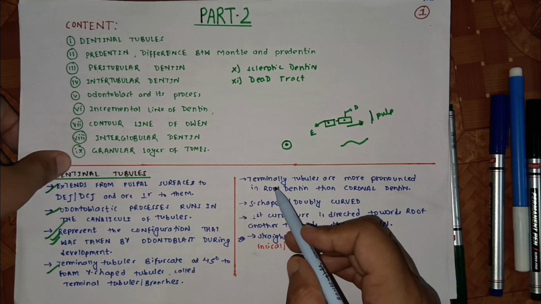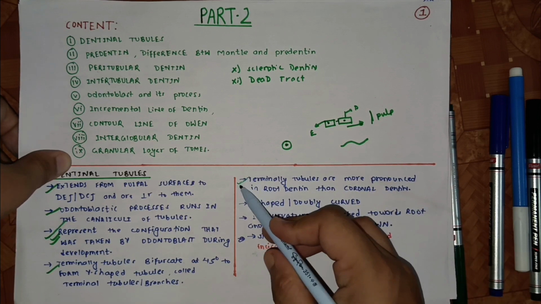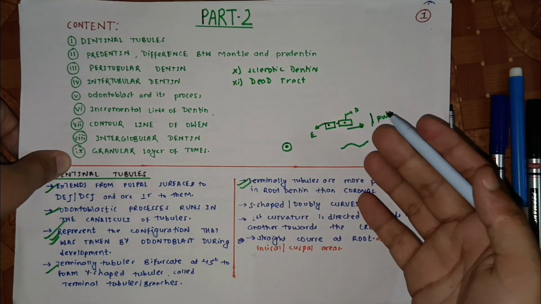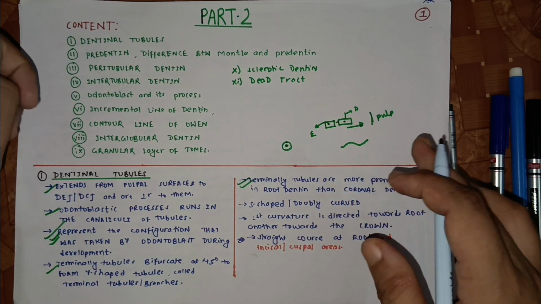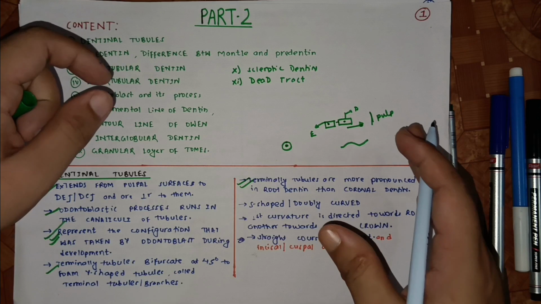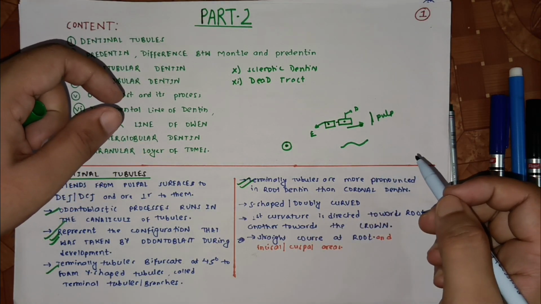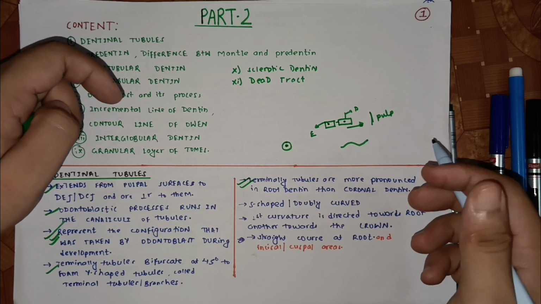After that, I have written here that terminal tubules are more pronounced in root dentin than in coronal dentin. You should remember this. It is important. Root dentin means the dentin that is present in the root of the tooth, and coronal dentin is that portion of the dentin that is present in the crown of the tooth.